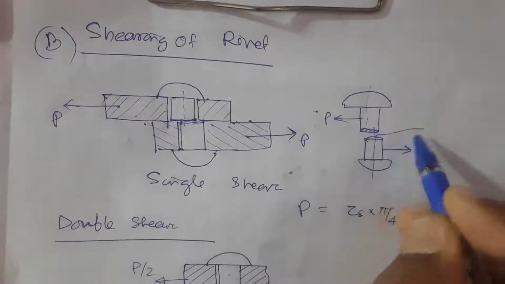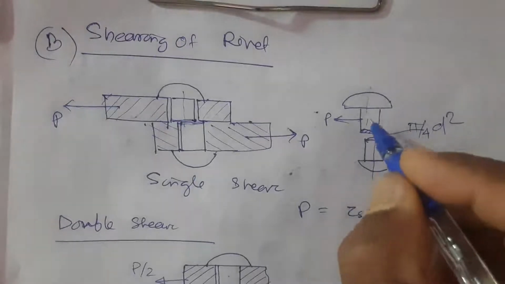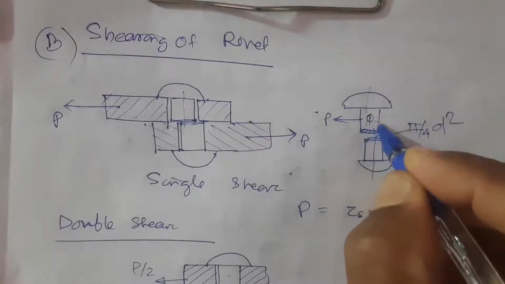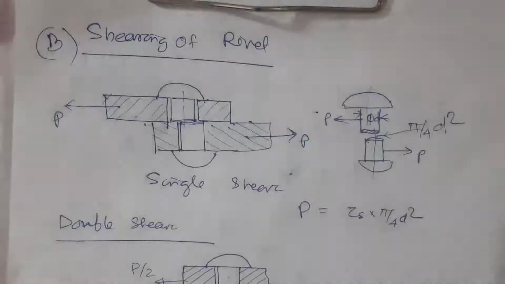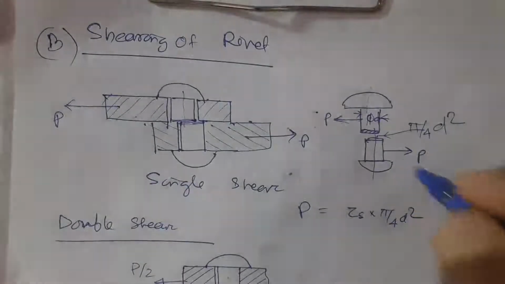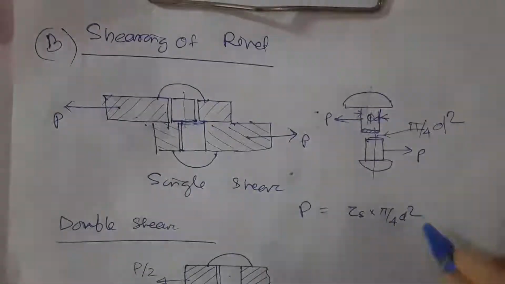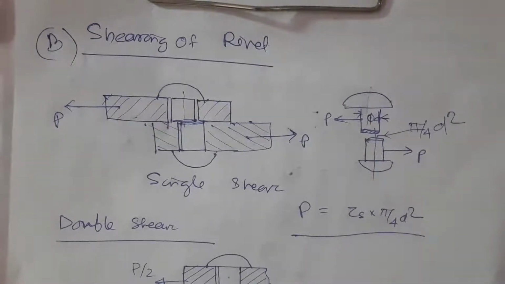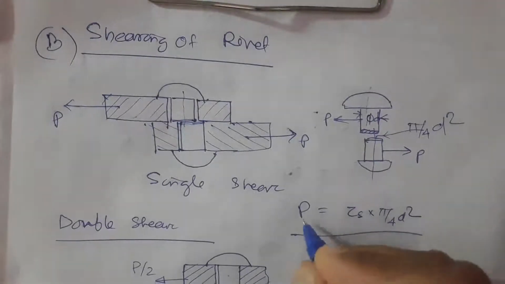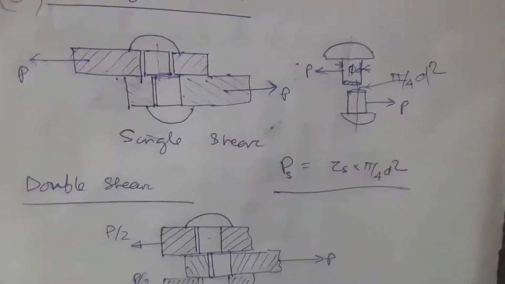And this is the shearing area, that is pi by 4 d square. If dia is d here, from here to here it is diameter d, so pi by 4 d square is the area resisting the shear, and that area into the shear strength of the material is giving the shearing strength per pitch length. If the number of rivets per pitch length is 1, then it is 1.